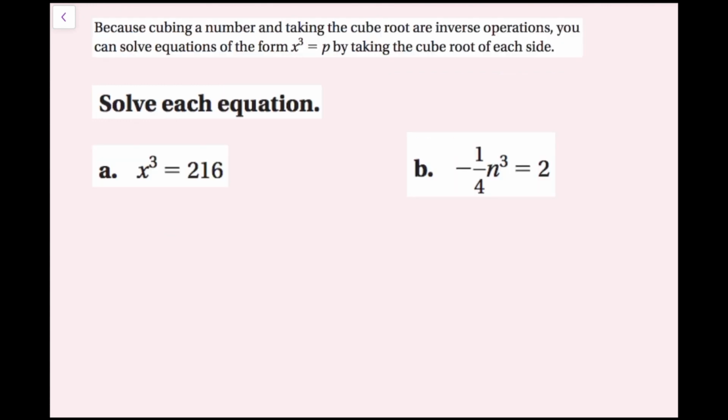Because cubing a number and taking the cube root are inverse operations, you can solve equations of the form x cubed equals p by taking the cube root of each side. So for part A of this example, I have x cubed equals 216. Well, I'm just going to rewrite this. X cubed equals 216. And now, since I'm dealing with an odd exponent here, cubes in this case, to the third power, I don't need to do plus or minus the cube root of both sides. That is only for my square roots or even powers. Anyway, I'm going to take the cube root of both sides.